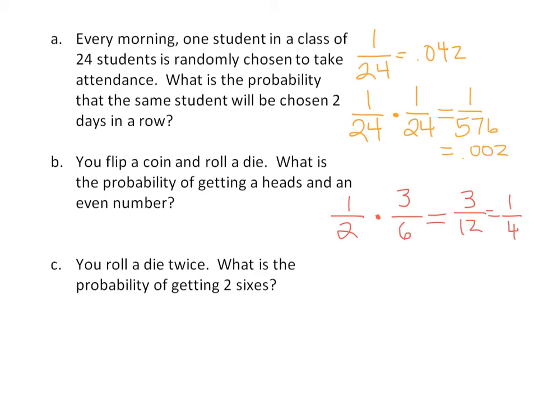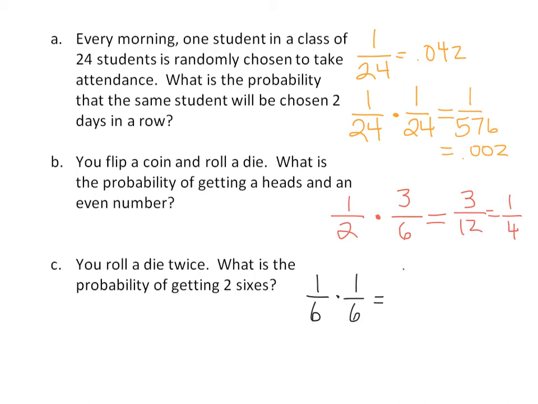First, is it dependent or independent? Well, once again, rolling a die doesn't change the next roll. All right, so they're independent. When you roll a die, what's the probability that we get a 6? 1 out of 6. If we roll it again, what's the probability that we get a 6 again? Well, still 1 out of 6.